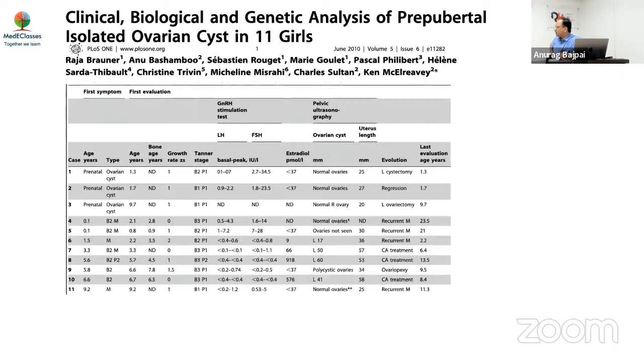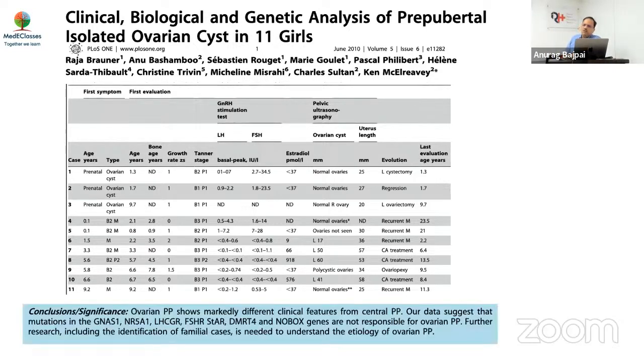So what they did was evaluate a number of genes which can potentially cause ovarian cysts. They studied 11 patients, and they did not find any of these mutations. The important ones are GNAS1, the LHCG receptor, of course, the FSH receptor, and STAR. All these defects they could not find. So what they're saying is that most of these isolated ovarian cysts are non-genetic in nature.